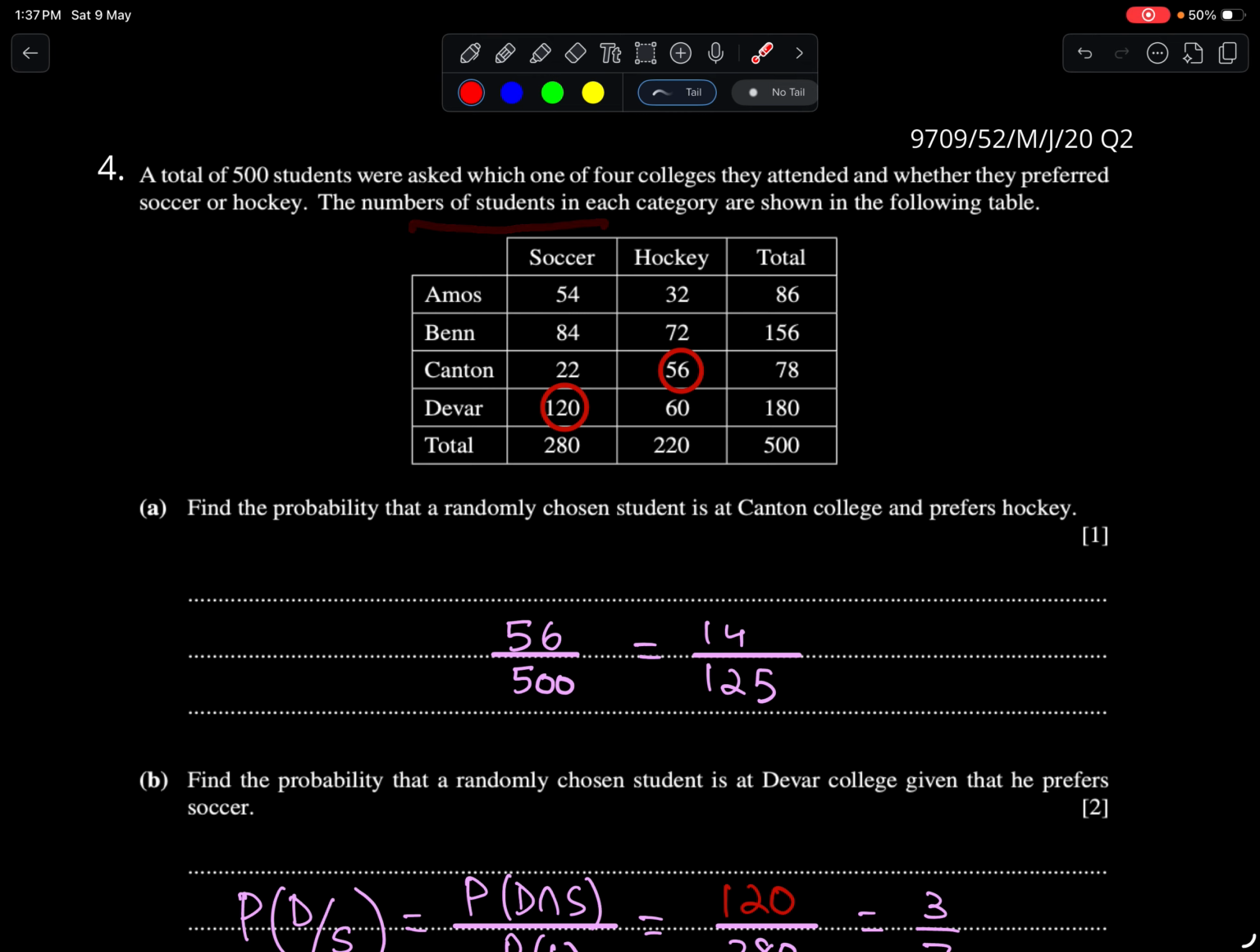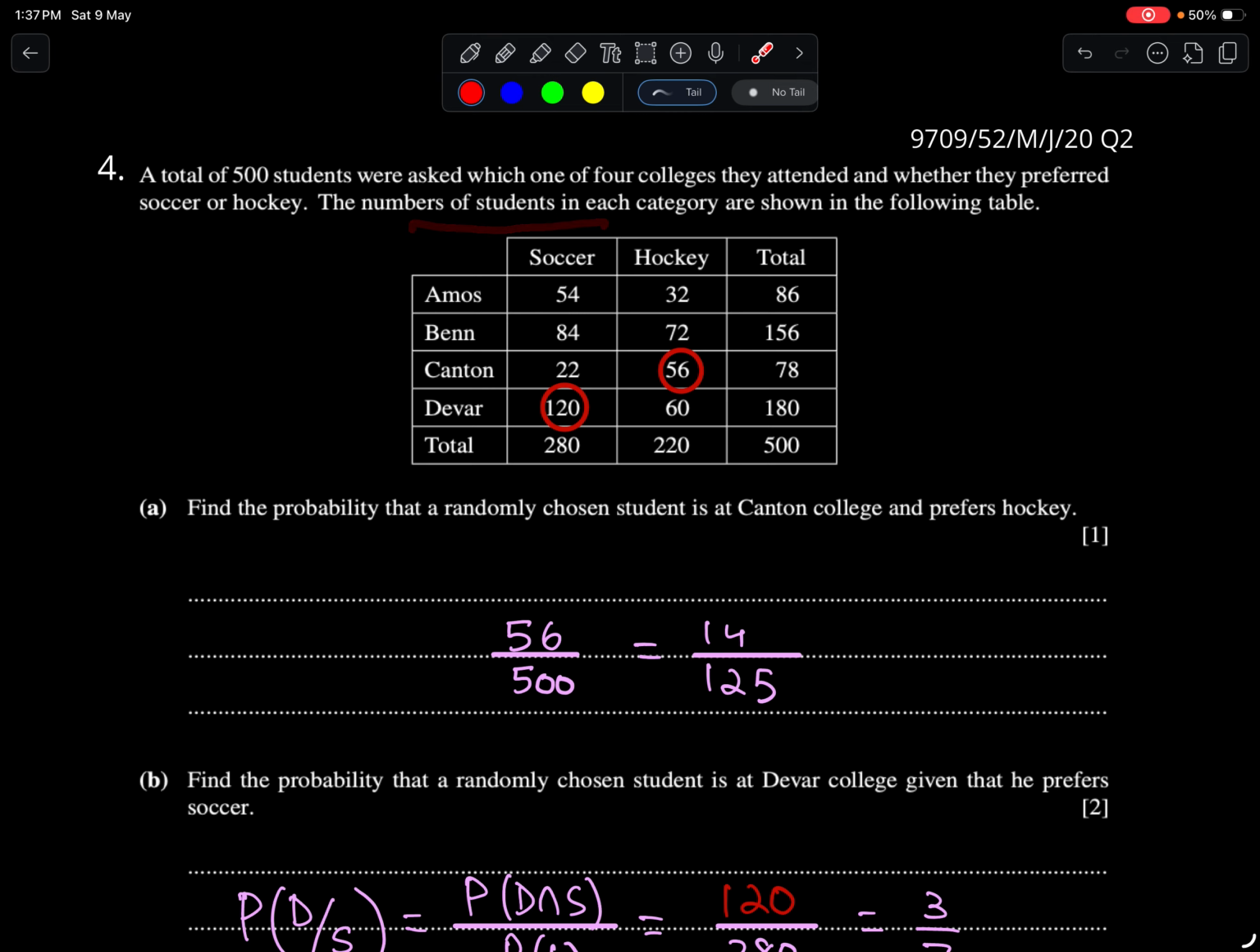Now the next part. Find the probability that the randomly chosen student is at D college given that he prefers soccer. So this is the formula of conditional probability. D intersection S divided by S. He prefers soccer, so get the total of soccer. It's 280. This is here. And the common of D and S, D and S common is 120. So this 120 is here and the total of soccer is here.